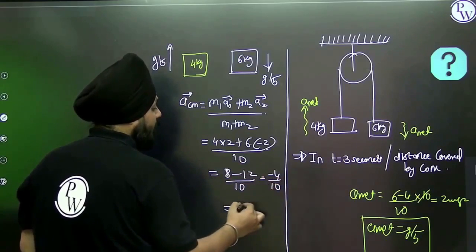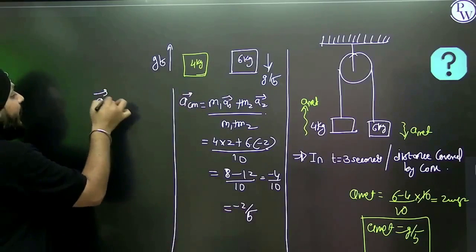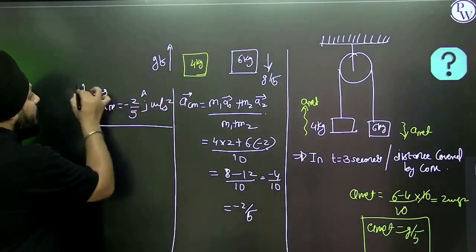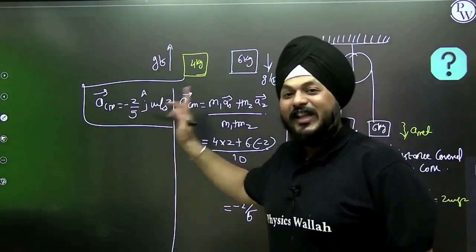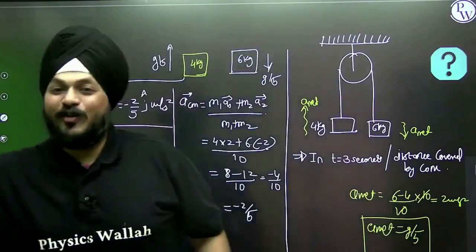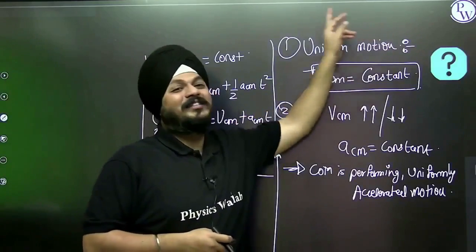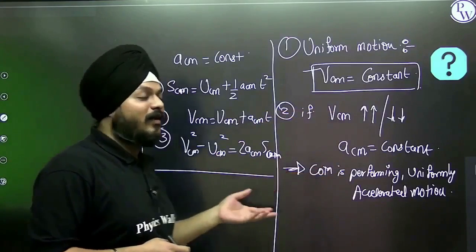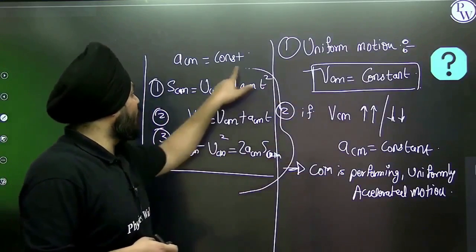Minus 2 by 5. The acceleration of the center of mass in vector form is minus 2 by 5 j meter per second square. We got that. Now, is the acceleration constant or not? If acceleration is not there, center of mass is performing uniform motion. If acceleration is there, it is a case of uniformly accelerated motion. So if you want to calculate the displacement, you need to use this formula.